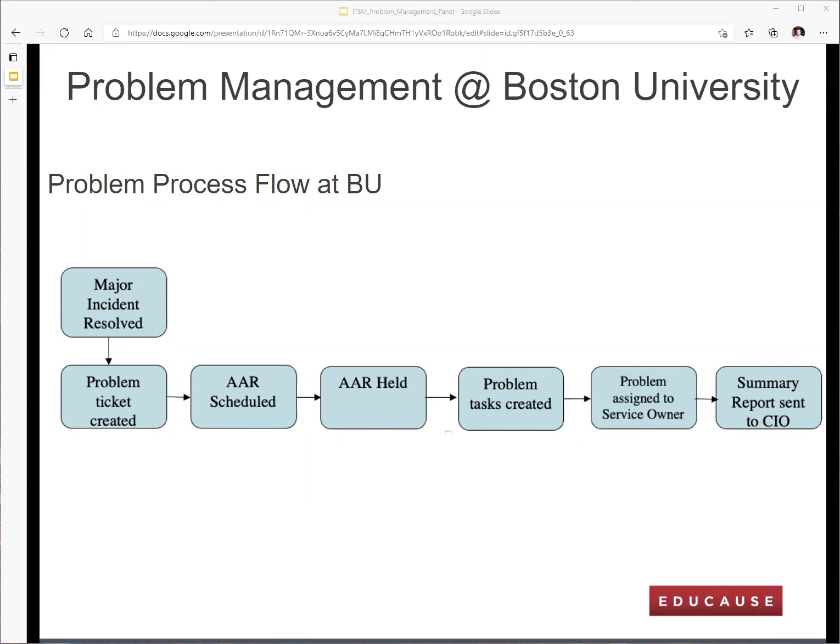And then after we've had the meeting and we've agreed upon our next steps, we assign the problem to the service owner of the service that we believe caused the issue. The other thing that we do, or that I do as the practice owner, is I write an AAR summary report for each problem, and I send it to our CIO, and all of the folks that are involved in the AAR are CC'd, and I give them all a chance to look at it before I send it. That's sort of our flow in a nutshell.